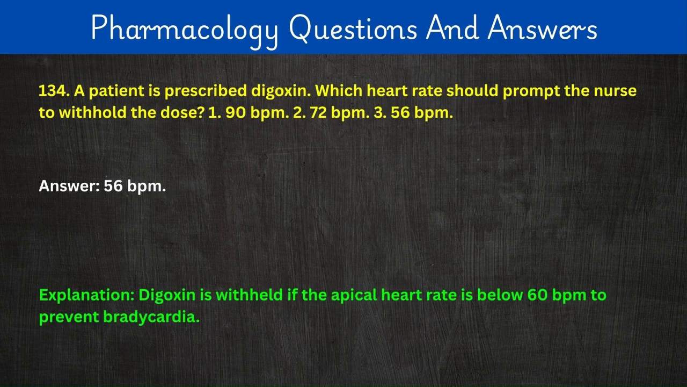134. A patient is prescribed digoxin. Which heart rate should prompt the nurse to withhold the dose? 1. 90 bpm. 2. 72 bpm. 3. 56 bpm. Answer: 56 bpm. Explanation: digoxin is withheld if the apical heart rate is below 60 bpm to prevent bradycardia.